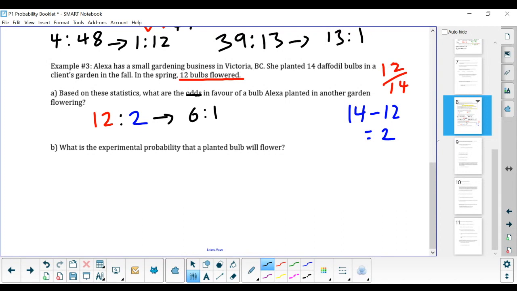Now, what's the experimental probability that it will flower? Well, we're going to take a look back at what I wrote down earlier, 12 over 14. So that was our experimental probability. And again, we can reduce this by dividing both the top and the bottom by 2, and this will give me 6 out of 7.